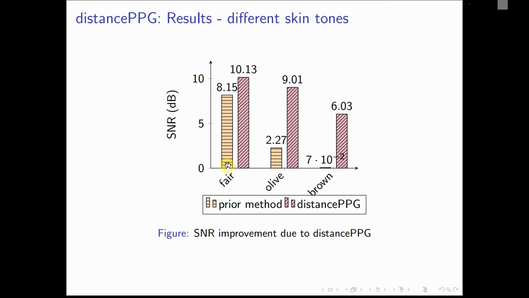If we compare the SNR improvement that the DistancePPG algorithm provides, it provides as high as 6 to 7 dB SNR improvement for darker skin tone if we use this weighted average technique compared to a normal averaging.